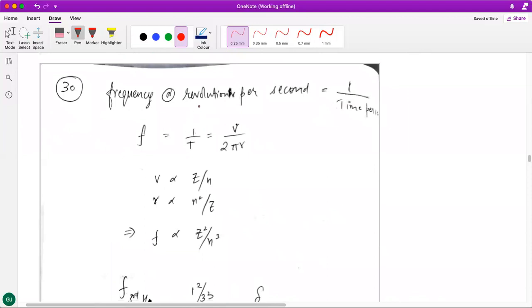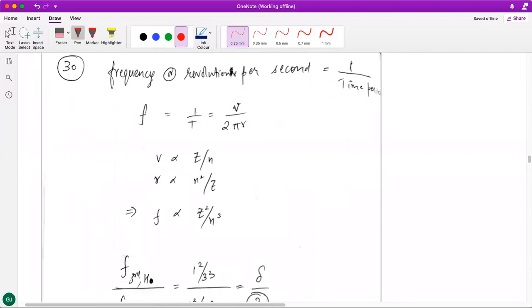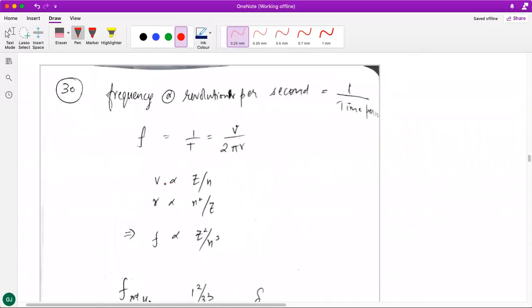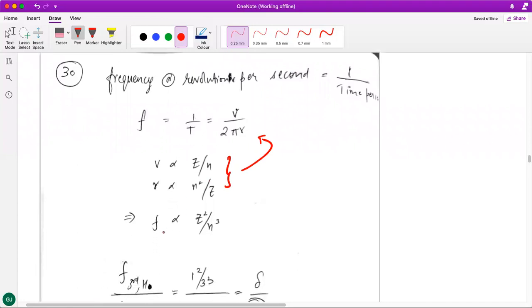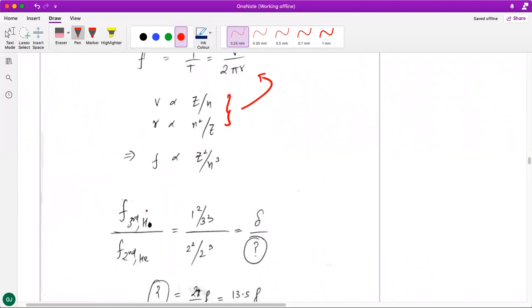It is similar to the frequency based question that we just talked about. We understand the formula from that question that it will be 1 upon time period, which is V upon 2 pi R. And since the proportionality of V and R are known to us, I can substitute them over here and get the proportionality for F, the frequency, and it comes out to be directly proportional to Z square by N cube. Now, if I am asked to compare the frequency of a certain case with another case, I can quickly take the ratio of this proportionality.